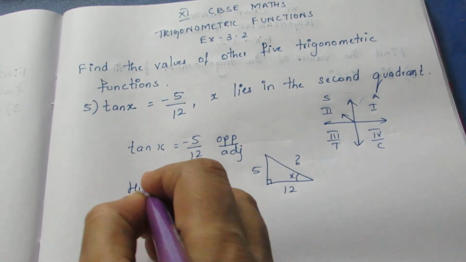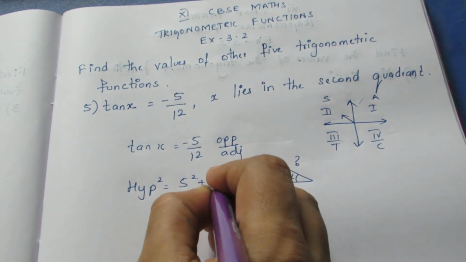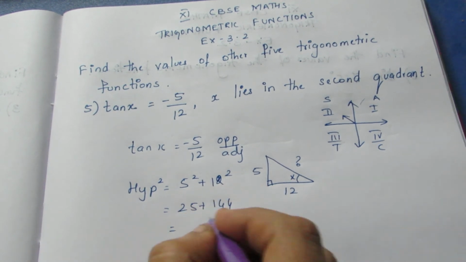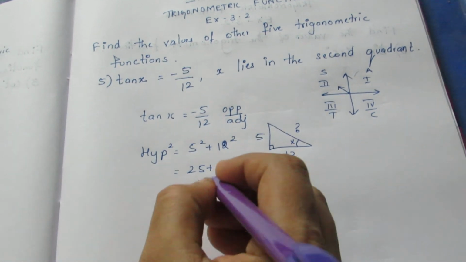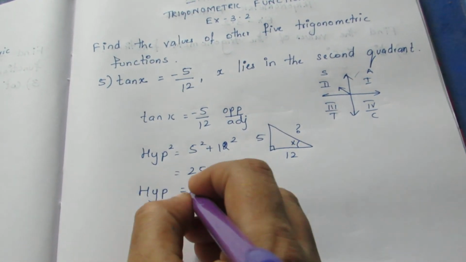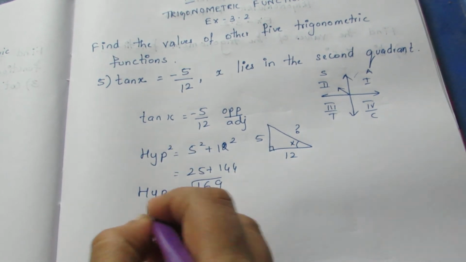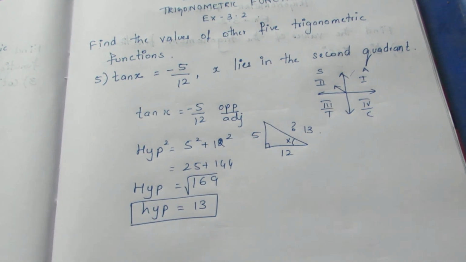Hypotenuse square is equal to sum of the other two squares. So here it becomes 25 plus 144, which is nothing but 169. So hypotenuse is equal to root 169, which is nothing but 13. So hypotenuse will be 13. So this side will be 13.